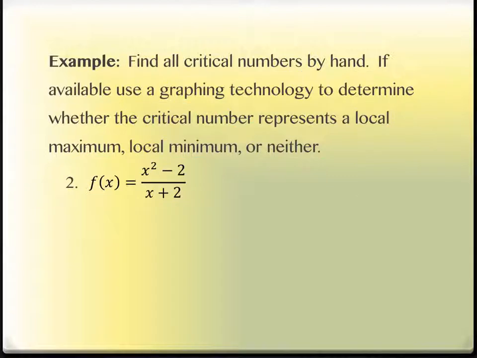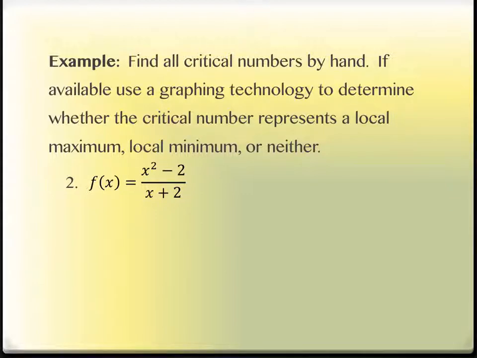All right, so this one, though, doesn't have those directions. It actually says, if available, use a graphing technology to determine whether the critical number represents a local max, a local min, or neither. So we're going to use a calculator on this one to actually answer the question: max, min, or neither. But this is a little more interesting to do because it is a quotient, which means we're going to need the quotient rule. So it's a little more interesting than the last one in terms of finding the derivative.